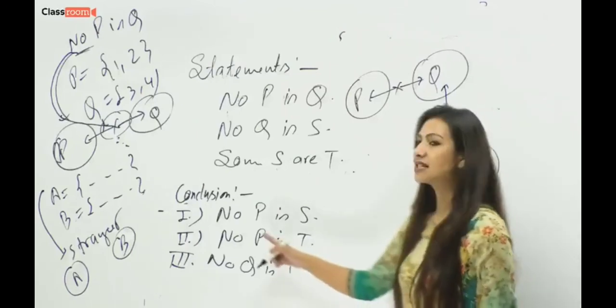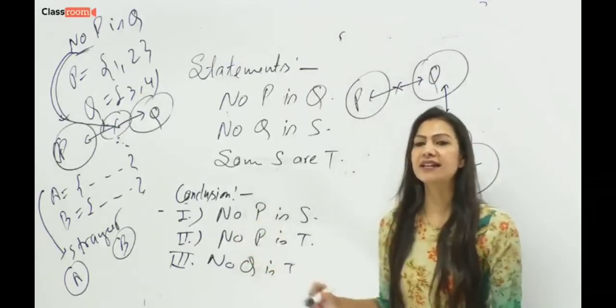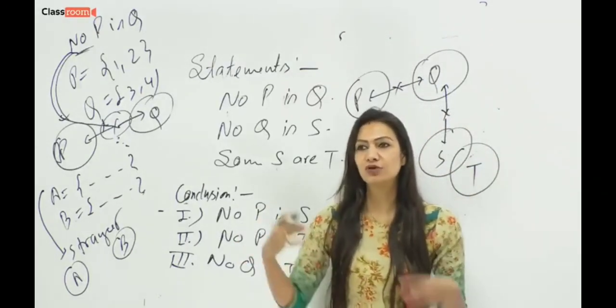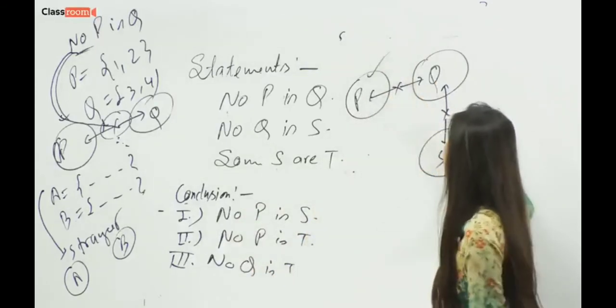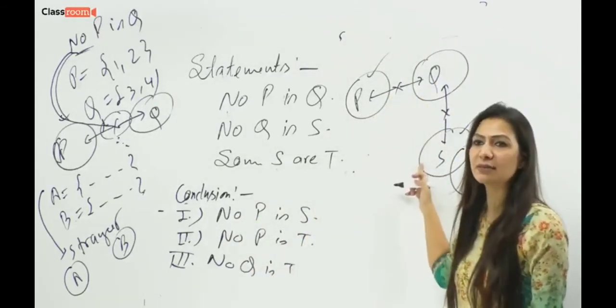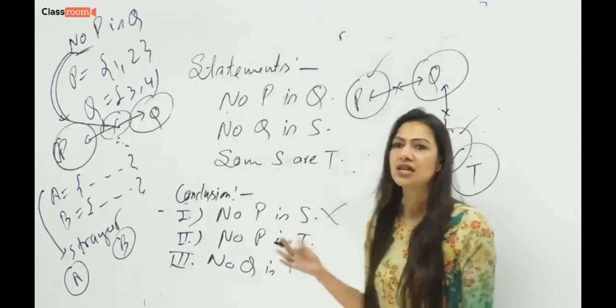Because the first is no P is S, what I need for this is a complete cross between P and S. I noticed P is here, S is here, and there is no cross visible in my Venn diagram. So why are we taking so much tension? Just cancel it out, okay?